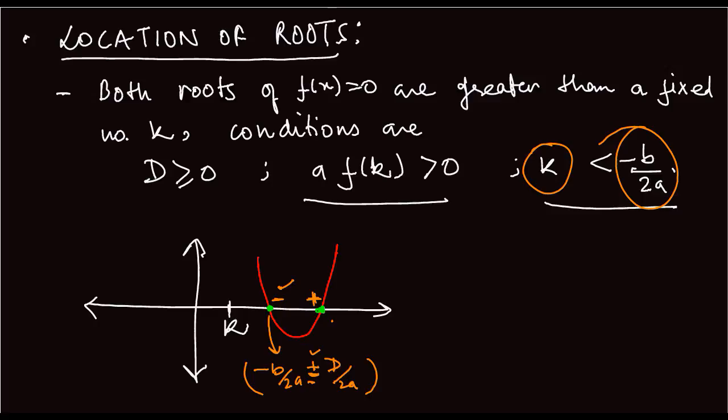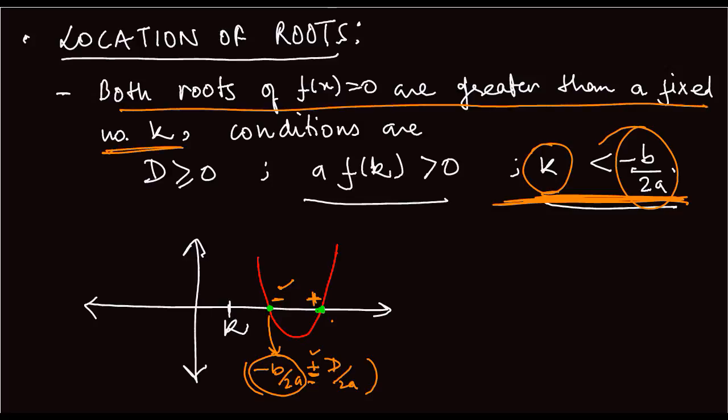Negative as in you are using the negative sign. So we have two roots and both of them will be greater than k. If the lower root is greater than k, which we are showing here, then both roots are greater than a fixed number k. We have the condition here. And one more condition, a times f(k).